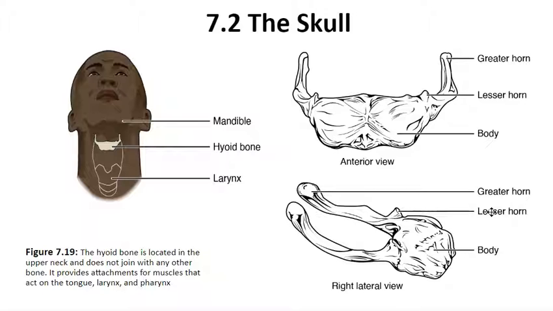bone. And it is a U-shaped bone located between the lower jaw and the thyroid cartilage, and it serves as an attachment point for several muscles involved in swallowing and speech production. And it also plays a role in supporting the tongue and helping to maintain the shape of the upper airway.